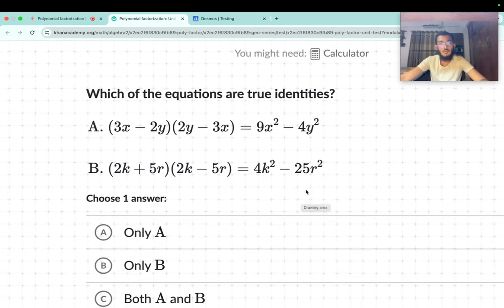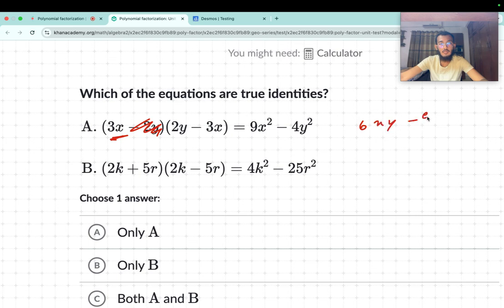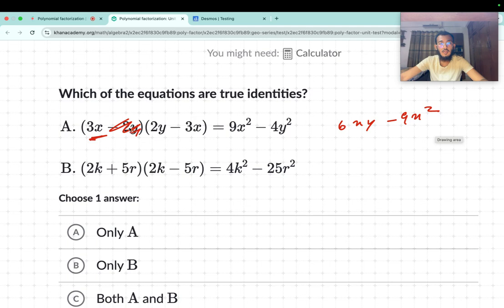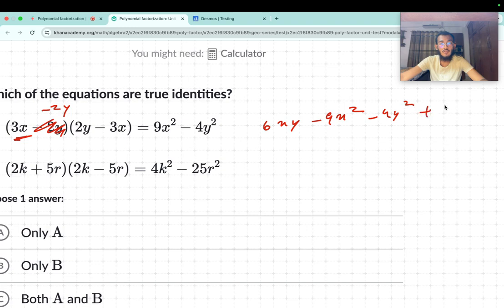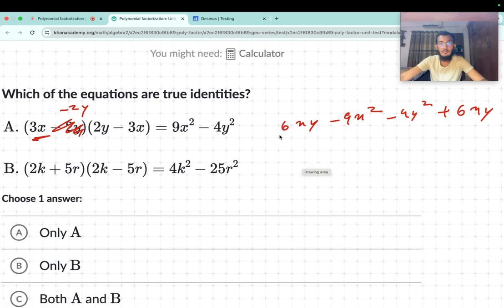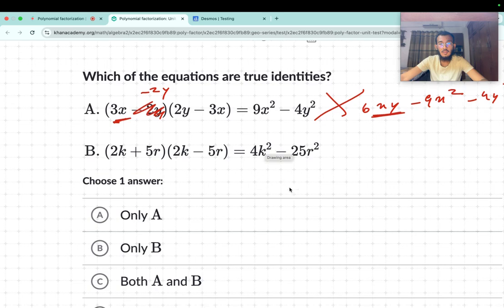And finally, which of these equations are true identities? Well, let's see. If I multiply this thing with everything, I get 6xy negative 9x squared. And now the times for negative 2y, so negative 4y squared positive 6xy. The 6xy terms don't cancel out, so it is not the case.